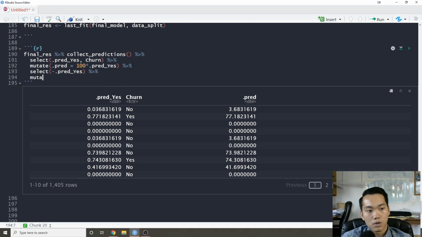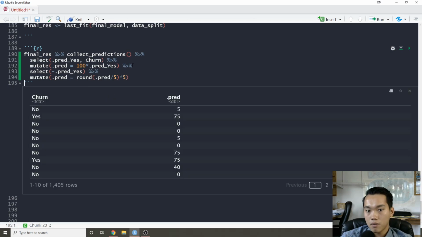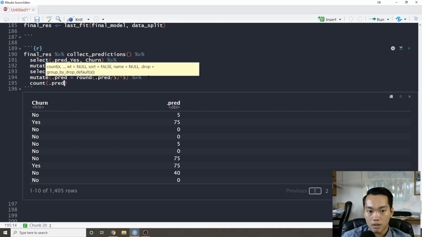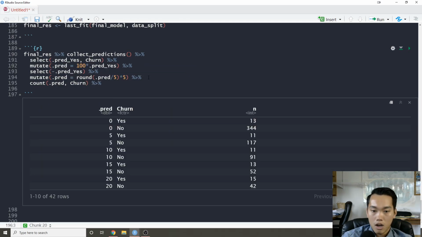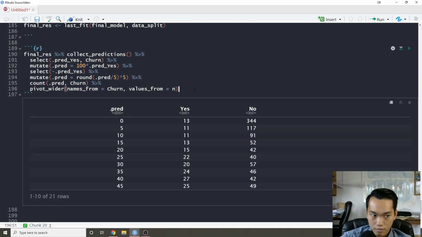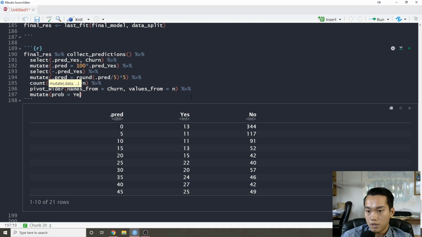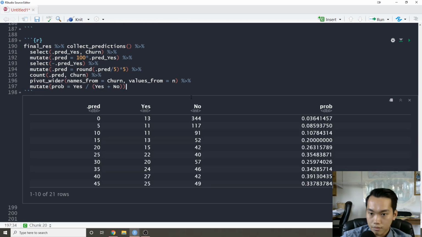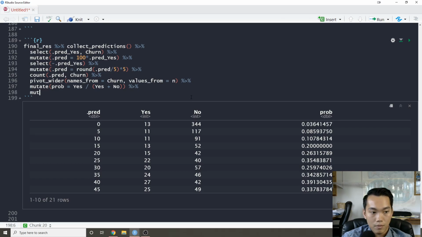And then what I'm going to do is mutate, and I'll say .pred is equal to round .pred divided by 5 times 5. So I'm basically kind of rounding it to the nearest 5. And then finally, I'm going to count .pred and churn. Then I'm going to say pivot wider, names from is equal to churn, values from is equal to n. Okay, and then finally, I'm going to say mutate prob is equal to yes divided by yes plus no. And then finally, I'm going to mutate prob is equal to 100 times prob.